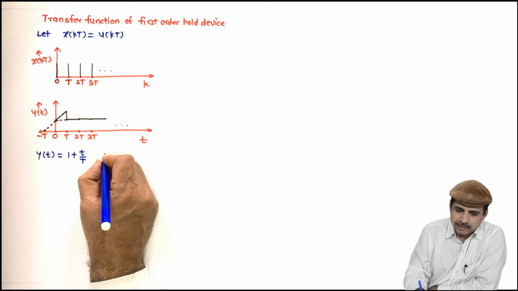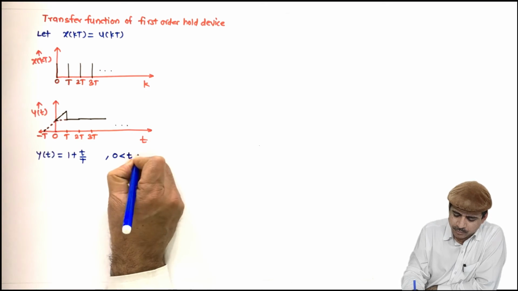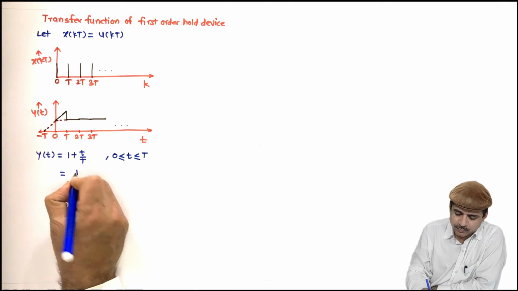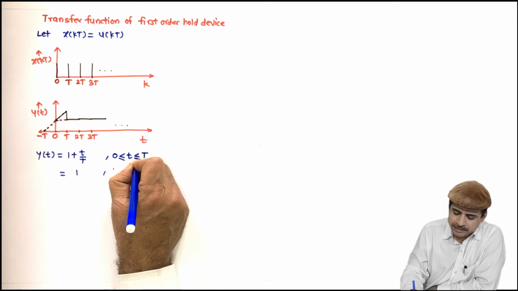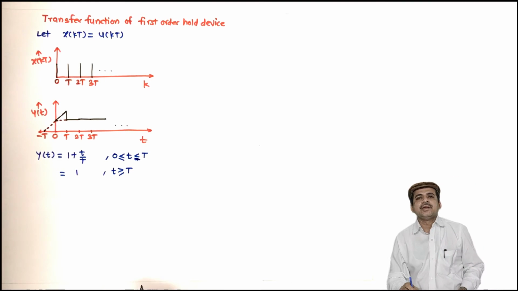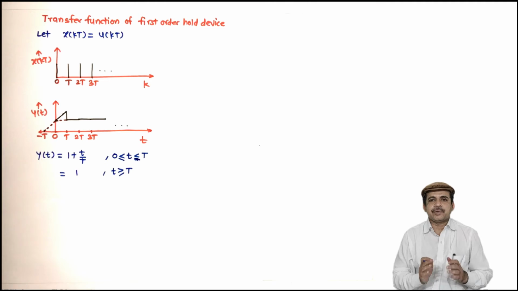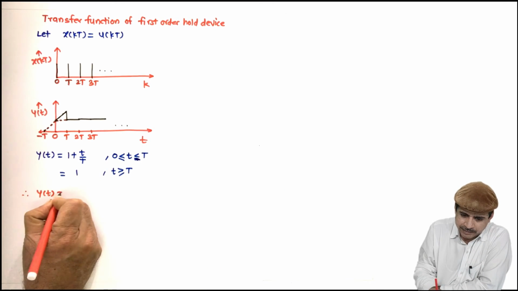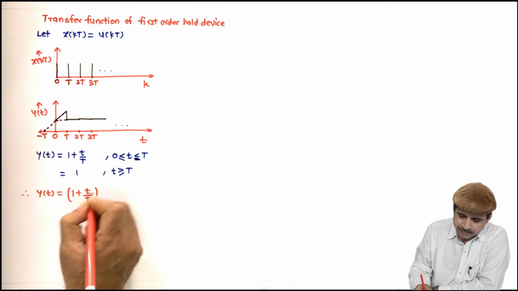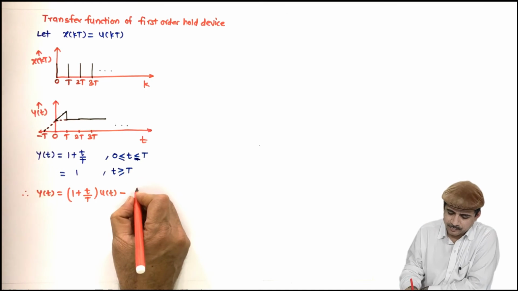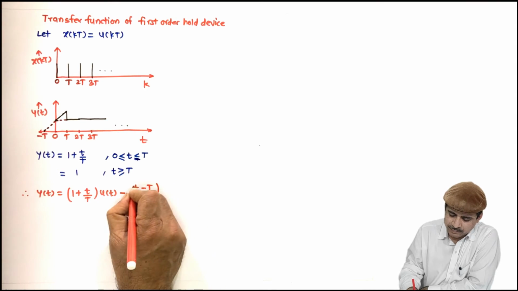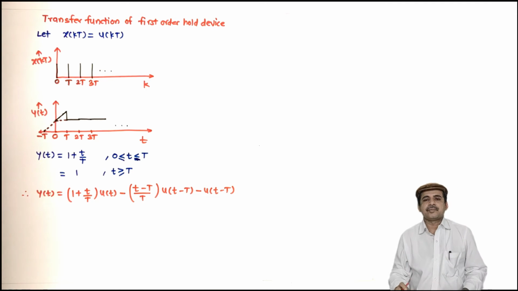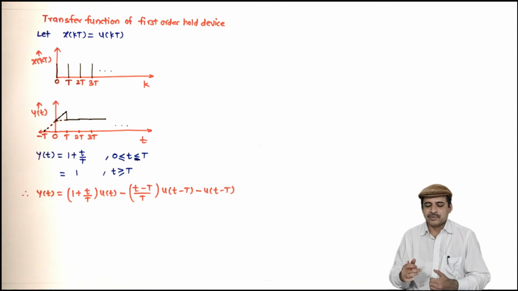So this is the definition for 0 to T, and thereafter it is equal to 1, for t greater than equal to T. And now if I want to fit this as a function of unit step, you can do this exercise and you will get the expression as y of t equal to 1 plus t by T into u of t minus t by T into u of t minus T minus u of t minus T. So if you realize this by different signals and add them, you will get the same expression.